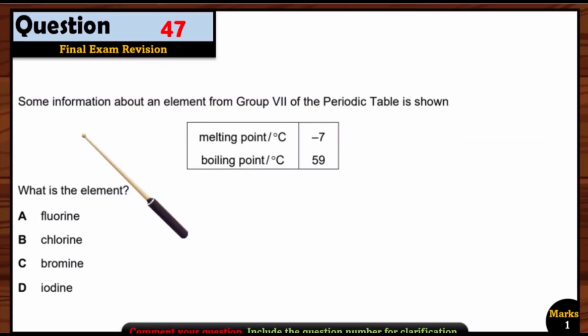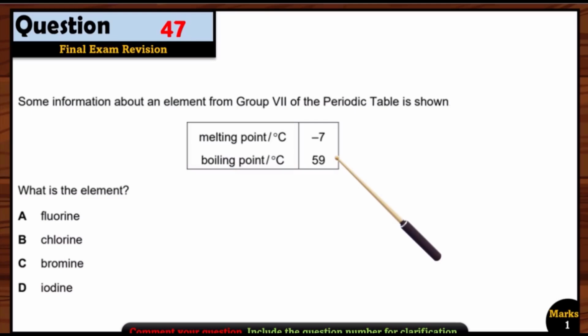Question 47. Some information about an element from group 7 of the periodic table is shown over here. Okay, what is this element? So if you see, the melting point is -7 and the boiling point is 59. So the boiling point is more than room temperature, that is 25, right?